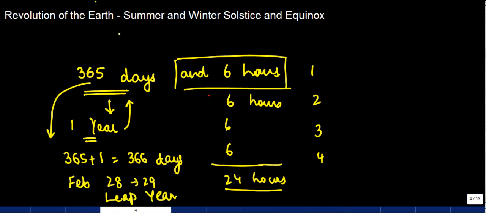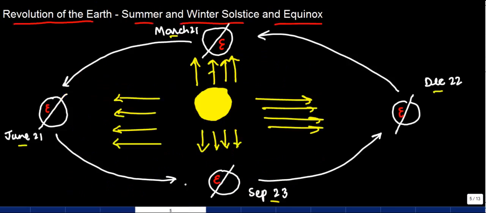Why does that happen? That happens because of this. Every year we keep on adding these 6 hours. Once we reach the 4th year, we have 24 hours and we add 1 day to make it 366 days. Right? So this is around the time which is taken to complete. But let me come back to the topic again.